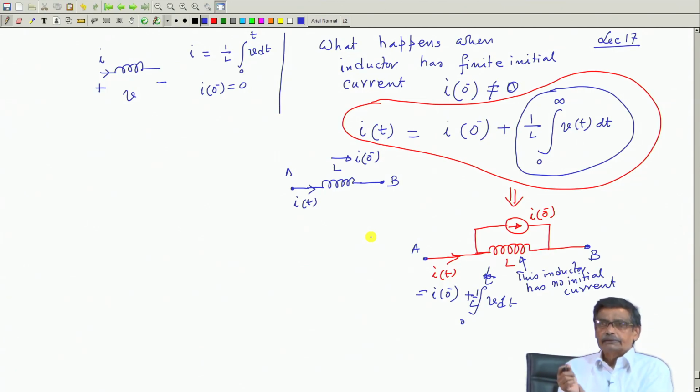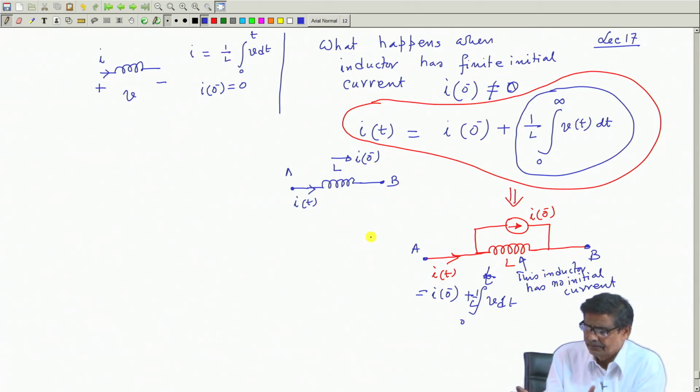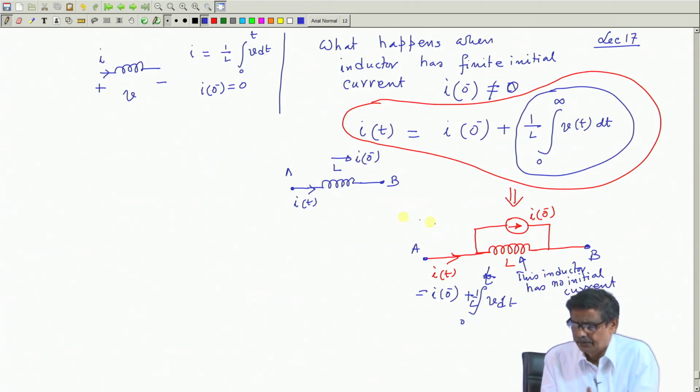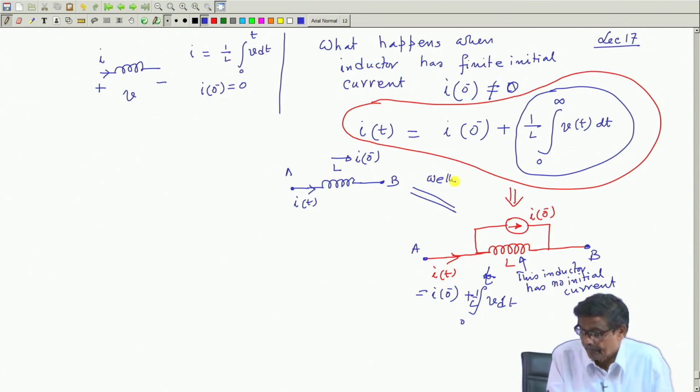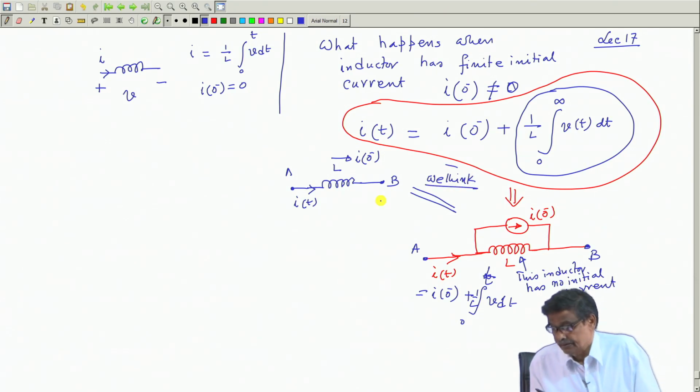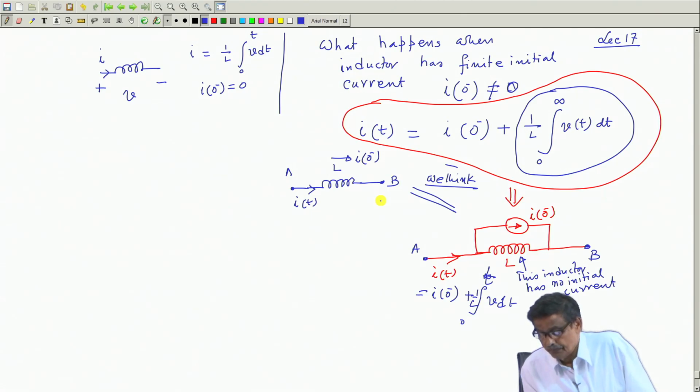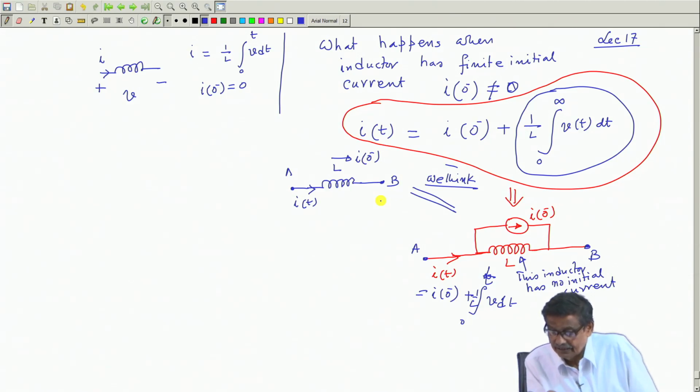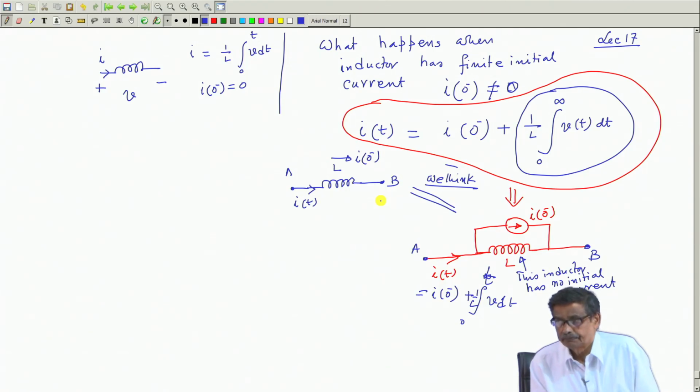An inductor, if it has no initial current, fine, this inductor will remain inductor AB, but for an inductor having an initial current i(0 minus), without any mistake you can replace this arrangement with an inductor of the same value without any initial current in it, and that initial current you treat as a current source across it, and everything will be fine.